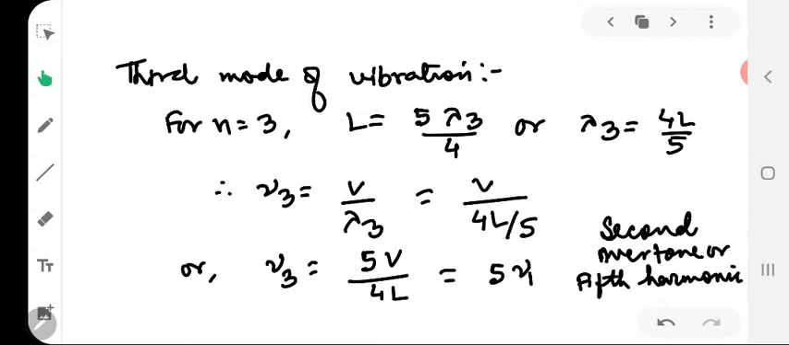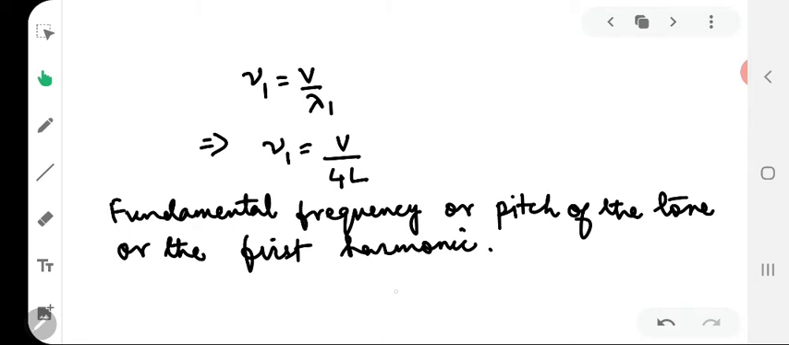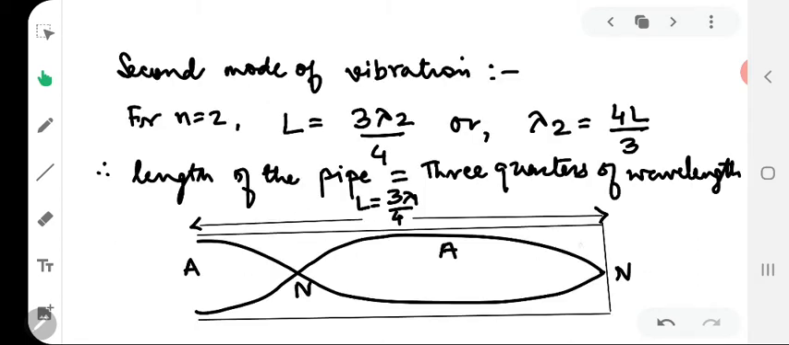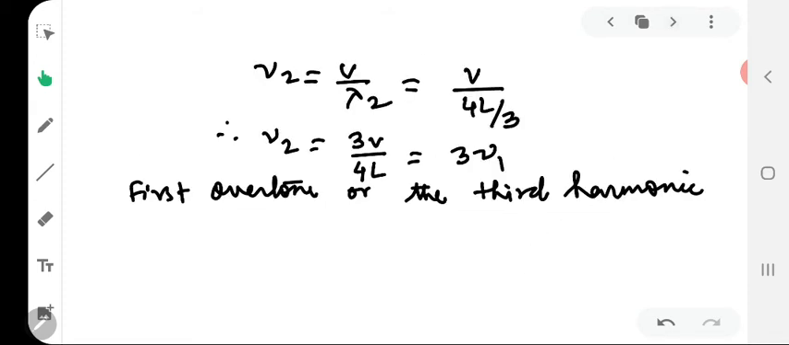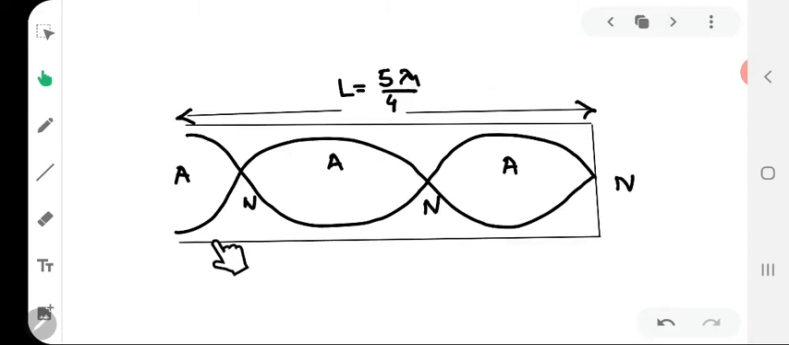This means a closed pipe always produces odd harmonics, isn't it? Like this is the first harmonic, this is the third harmonic, and this is the fifth harmonic. This means the even harmonics are absent in closed pipes. So a closed pipe produces odd harmonics only. The manner in which waves will be formed in case of n equal to 3 will be somewhat like this.